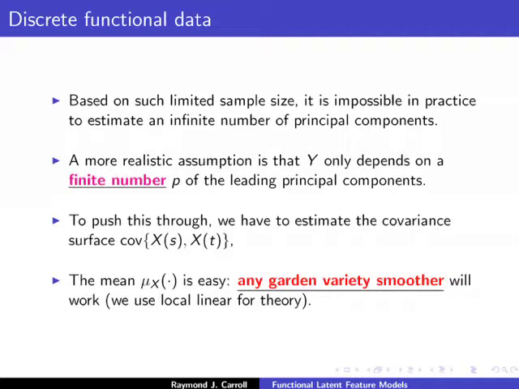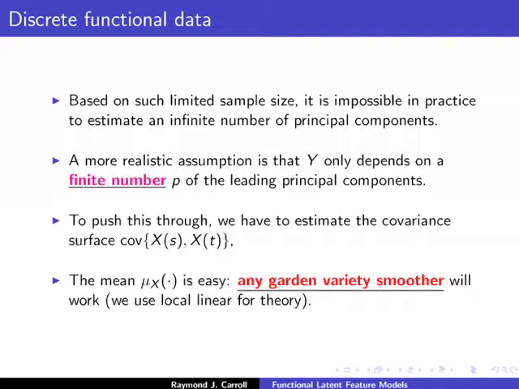This is what's usually done in practice, really: to look at the variances, the omegas, and then see when they fall apart or when you explain 99% of the variability. So to push this through, you have to estimate the covariance surface, and the mean's real easy. Any garden variety smoother will do. For theory, we use local linear, but in real life, we use splines. We need to estimate the product of x. That's easy enough to do.